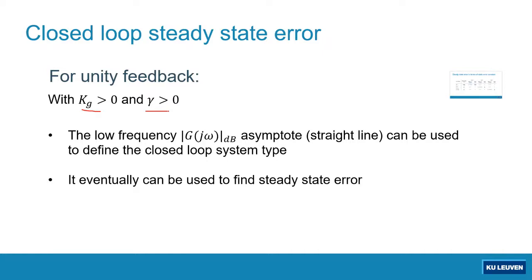The answer is yes, we can estimate based on the low frequency region of the magnitude plot of the open loop transfer function in our unity feedback system. This magnitude plot eventually can be used to estimate the associated static error constants, and eventually, of course, we can correlate it with the steady state error. So how to do that? Let's take a look in the next few slides.